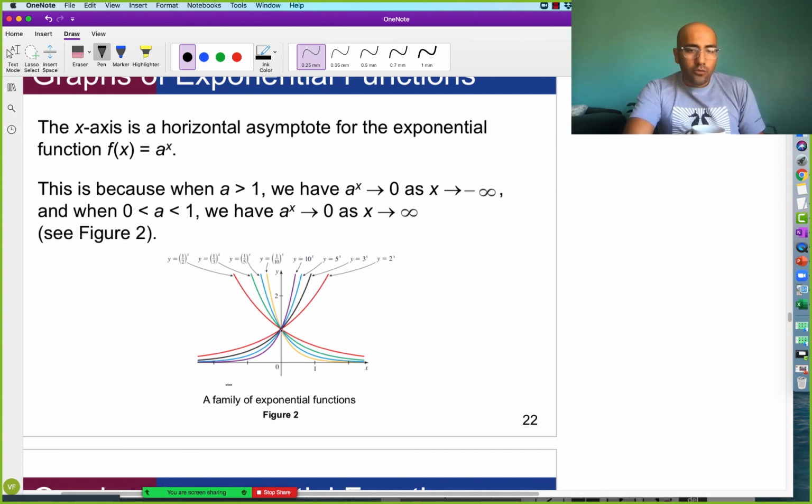But notice that they all go through the point 0, 1. And also notice that there's never a negative output. The outputs are always positive no matter what.